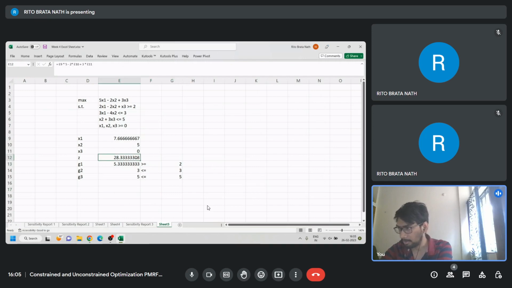Yeah, the solution is now x1, which is 7.67, which is 23 by 3. So that's option C, right? So x2 is 5 and x3 is 0. And your Z max is 28.33, which is 85 by 3. So your option C is the correct answer. So yeah, you can get it like this as well. So let me write down the solution. X1 is 23 by 3, X2 is 5, X3 is 0, and Z max is 85 by 3.